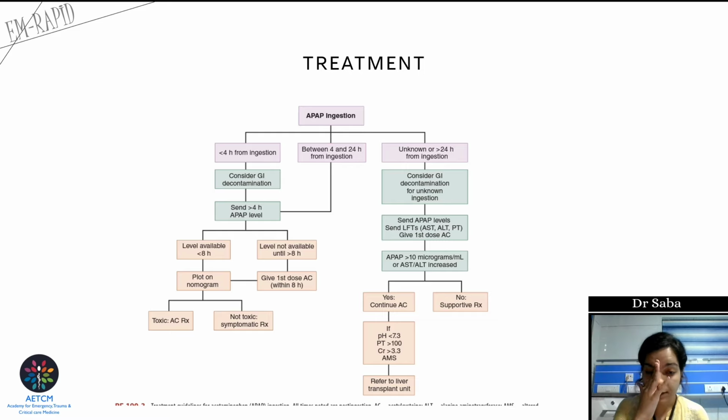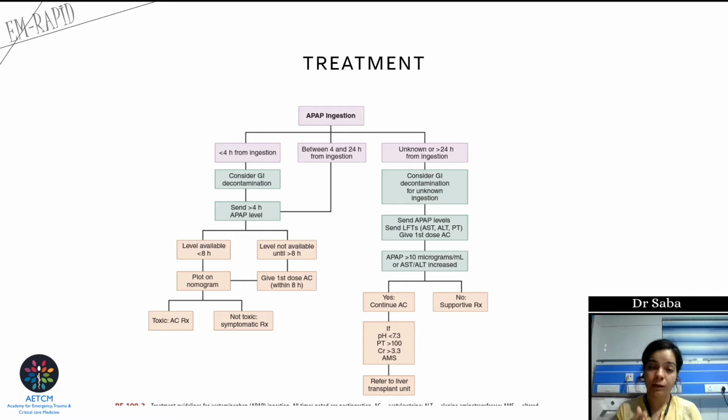Now, if the acetaminophen level in the body is more than 10 microgram per ml, that is the therapeutic range, or if the SGOT, SGPT are deranged, increased, then we continue N-acetylcysteine treatment, and if not, then we just provide symptomatic management.